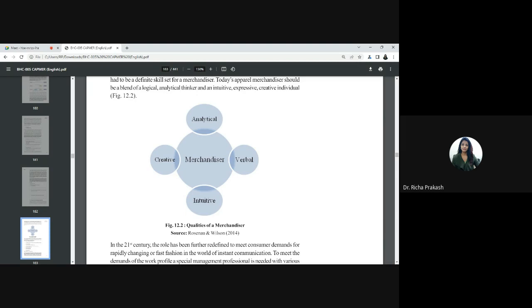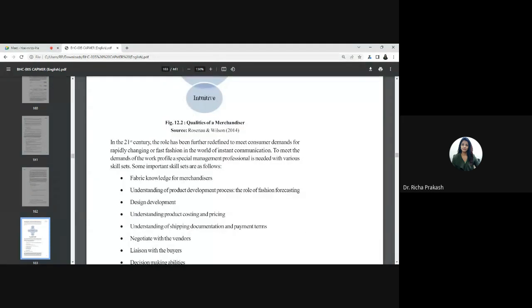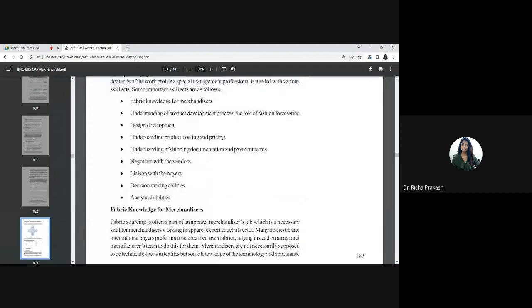Verbal communication should be better. The merchandiser has to think positively, has to be expressive and creative about everything. Vocal hona padega, verbal hona padega, has to have a good communication skill. Intuitive hona padega. The merchandiser has to know it. He or she has to be curious about it. Then there are certain other skills also that have to be present in a merchandiser. Since the whole unit is about the skill set of the merchandiser, we are repeatedly talking about that part only.